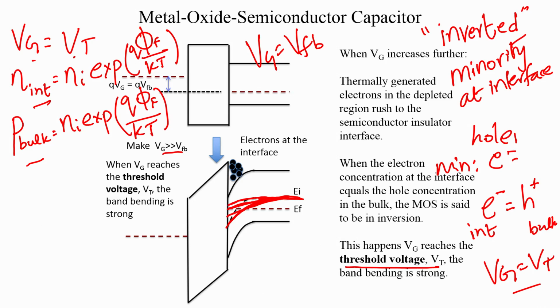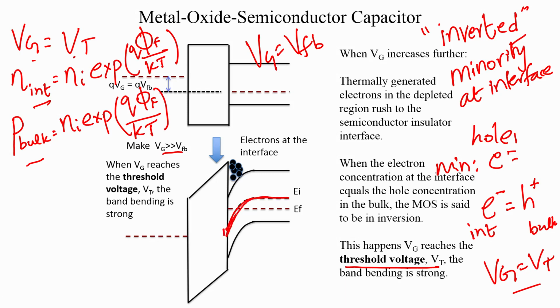Now, if you still increase the gate voltage further, this band will not move too much more. It is not going to bend this much, because now the electrons have started appearing at the interface in large numbers. So, beyond this point, the band bending is not going to increase too much more.